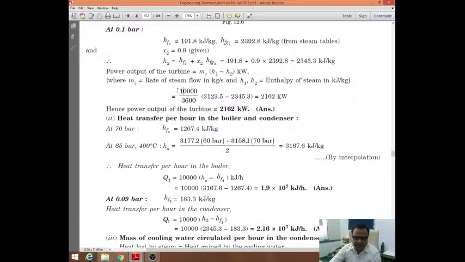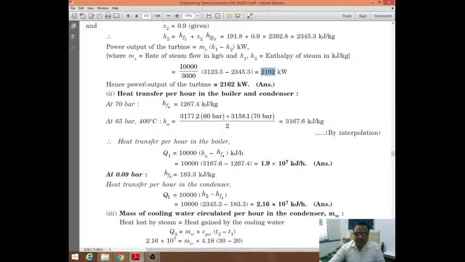So this term is kg per second multiplied by kilojoules per kg. What will happen? Kg will get cancelled and you will get kilojoule per second, that is kilowatt. So the answer is 2162 kilowatt. So this power plant is producing 2162 kilowatts of energy, okay, correct, means almost 2.1 megawatt. Hence the power output from the turbine is 2162 kilowatt.